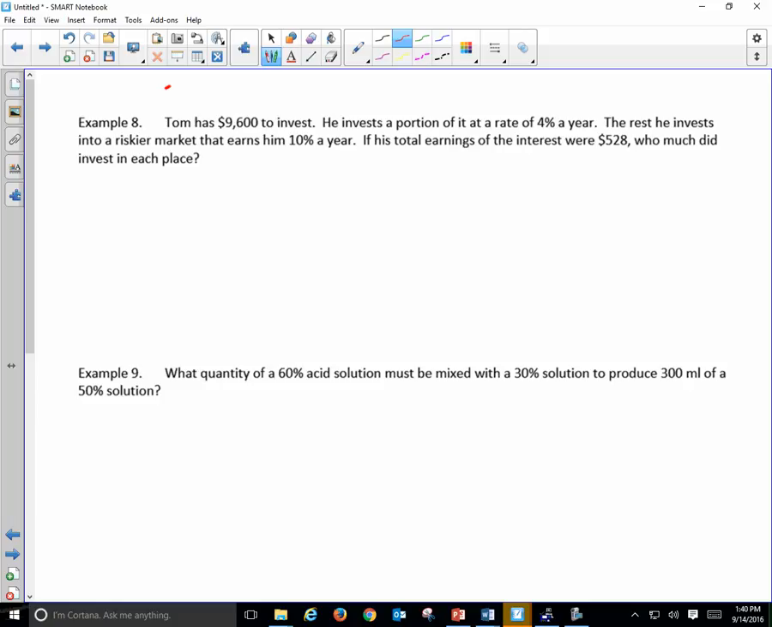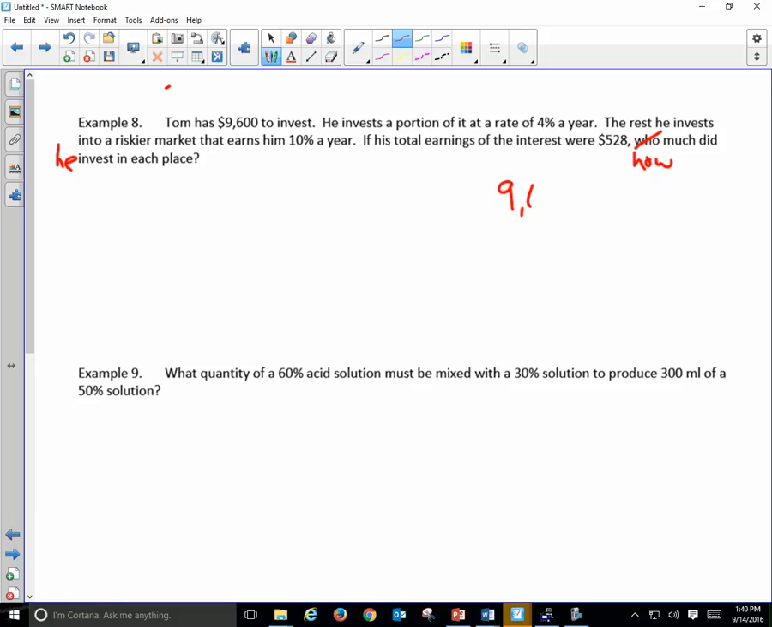Let's talk about investment. Tom has $9,600 to invest. He invests a portion of it at a rate of 4% a year. The rest he invests into a riskier market that earns him 10% a year. If his total earnings of the interest were $528, how much did he invest in each place? Okay? So we've got investments, and we've got two numbers that are really driving this problem.